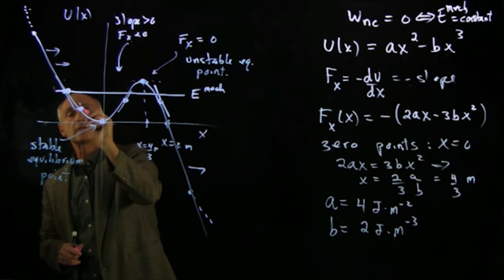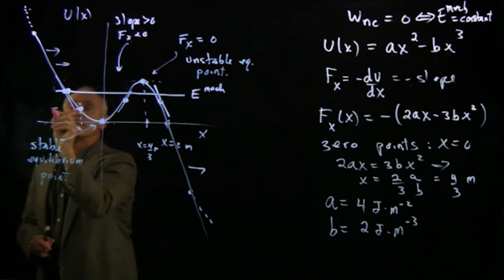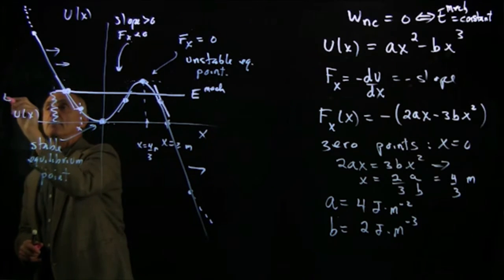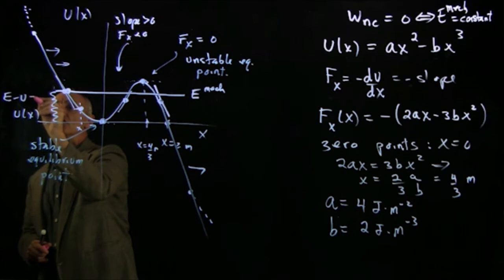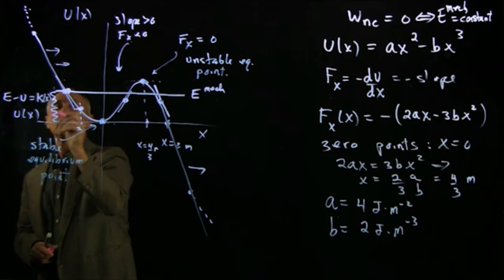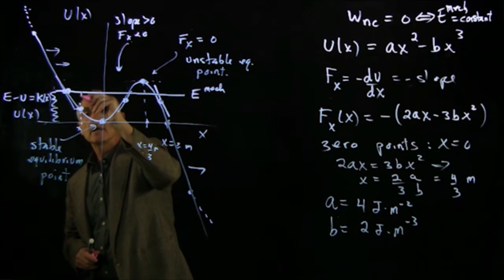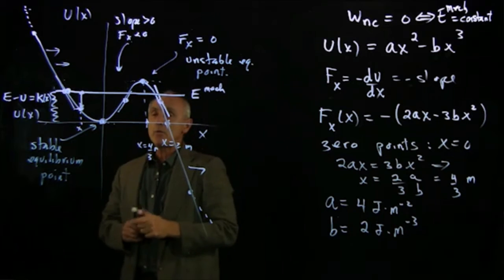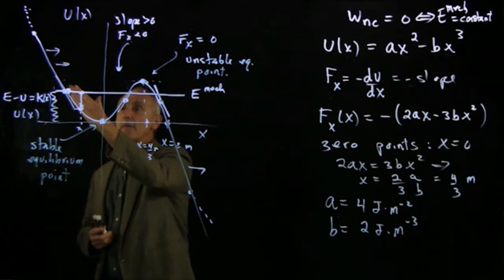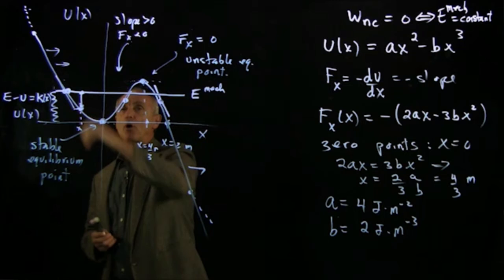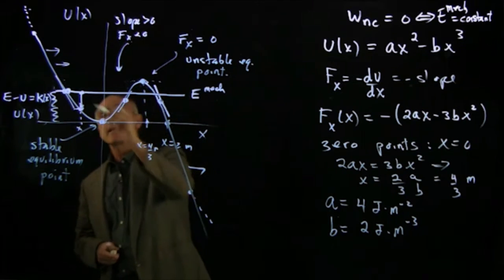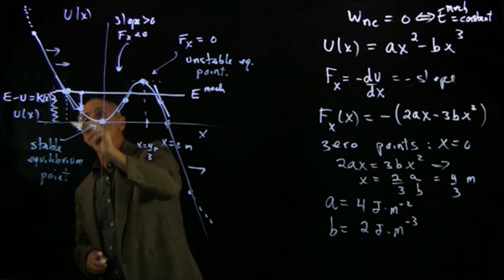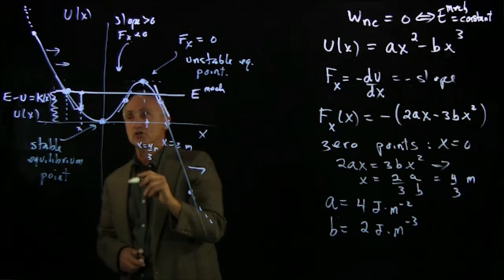If our particle is at this location, then this represents the potential energy, and the difference between the energy and the potential energy is the kinetic energy. So this here represents the kinetic energy. And now we can ask ourselves, what would happen to the energies as our particle is moving? So if we start right here, the kinetic energy is 0 because all the energy is potential.